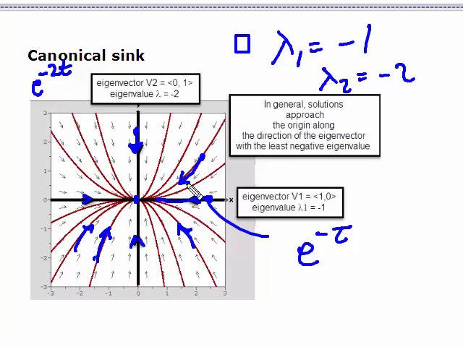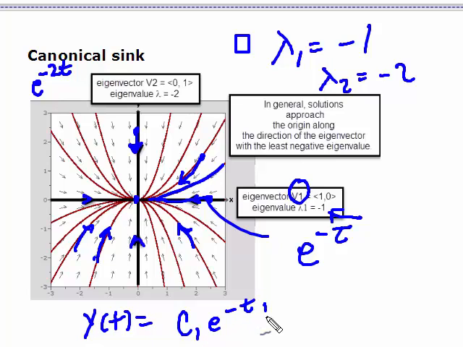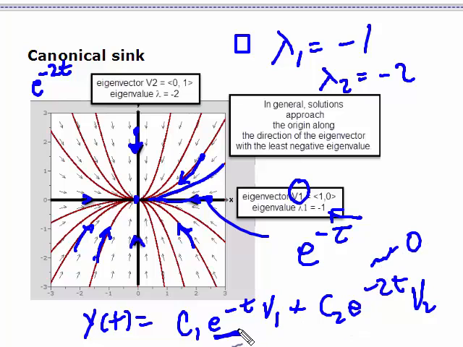Okay? And you'll notice it sort of follows in here, coming along eigenvector v1, and the reason for that is that this eigenvalue is the least negative. So if I write the solutions, I've got y of t is c1 e to the minus t times v1 plus c2 e to the minus 2t times v2. As t increases, this starts looking more and more like 0, and this term dominates. And that's why it's coming in along the v1. It's like it's sort of asymptotically coming in along that first eigenvector, and that's because the first eigenvalue in this case is less negative than the other one.